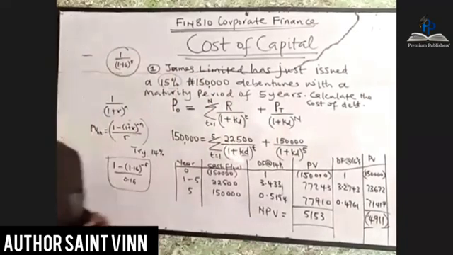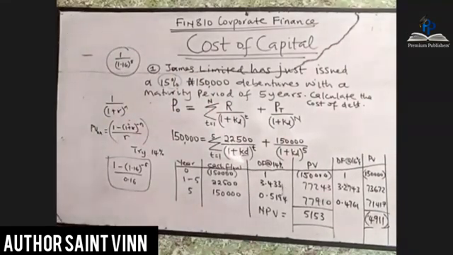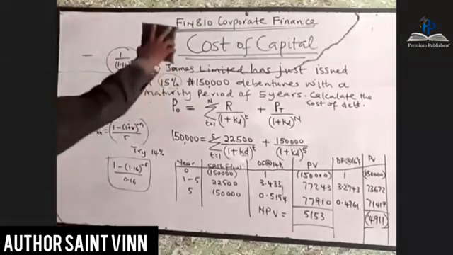So now that we have gotten the first one positive, second one negative, we'll rest our case and then get the cost of what? Debt. Is that okay? The cost of debt will be easy. Can you have a question?